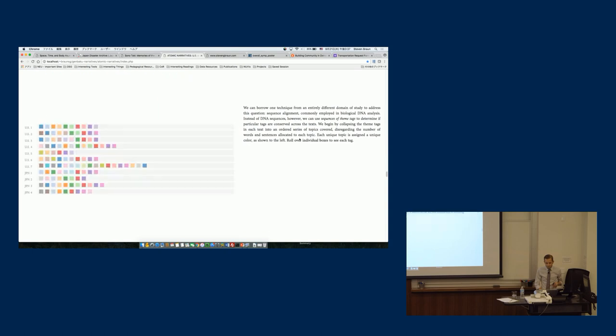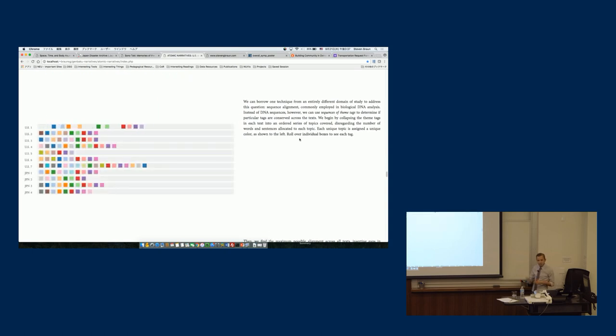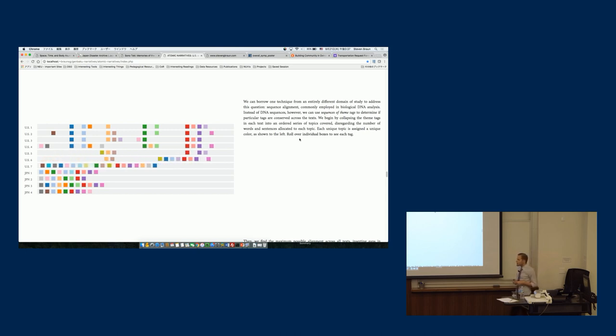So we can do this sort of thematic analysis. And this becomes a little bit more interesting once we align themes across all the texts. Are there particular themes, particular events that are discussed in all of the texts? Are there some themes that are discussed in some of the texts, but not in others? So we can use a technique from DNA sequence analysis, sequence alignment, to do this very task of aligning the texts to each other based on content coverage.